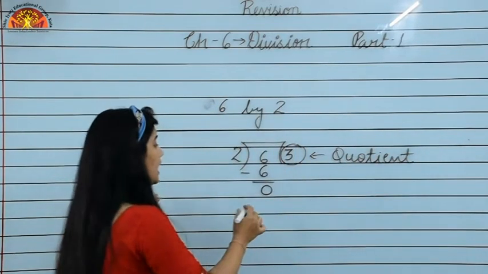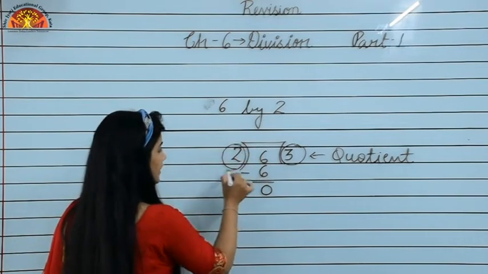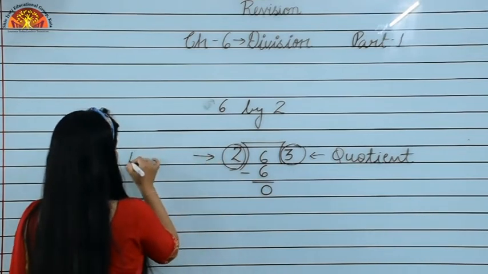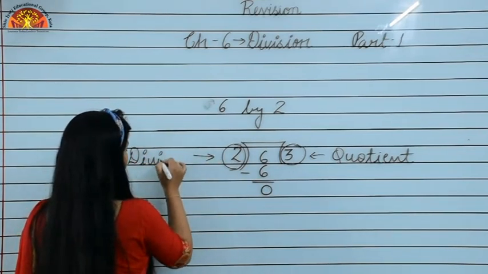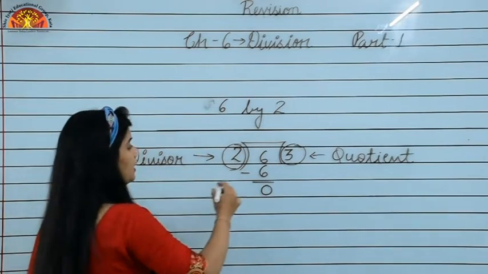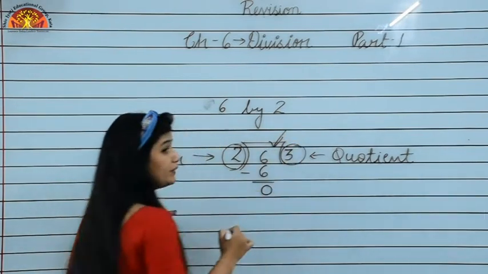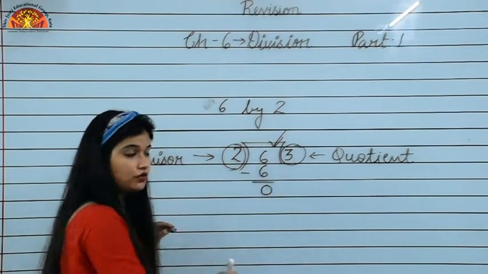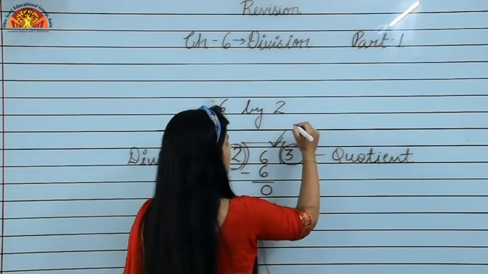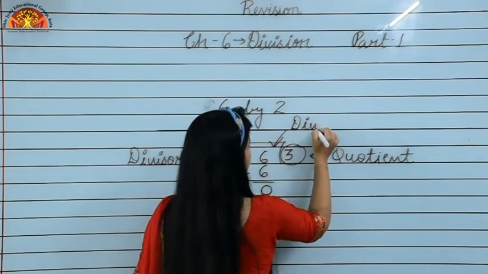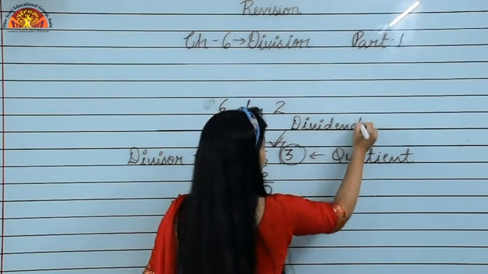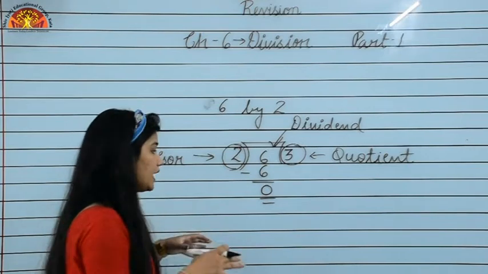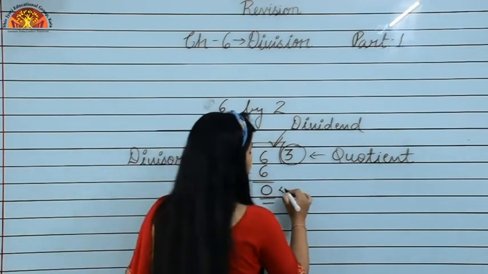Understood, students? And this number by which we are dividing, जिससे हम divide कर रहे हैं, this number will be divisor. And the number to be divided, जिस number को आप divide कर रहे हो, this 6, इस 6 को divide कर रहे हो, so this number is known as dividend. And the last number, जो last में हमारा आंसर बच गया है, जो रह गया है, the remaining number, this will be remainder.